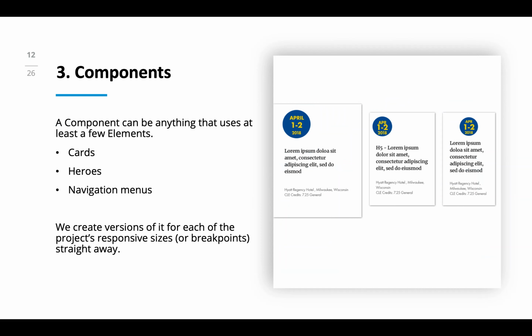So the next stage up would be your components. For most developers, when you think of a component, you're thinking more of that module look that you see on a screen. But in component-based design, the components can be anything that uses multiple elements. Put two elements together, package them in a group, and you've basically created a component. So this could be your cards, commonly used a lot in design, your heroes, and also your navigation menu.